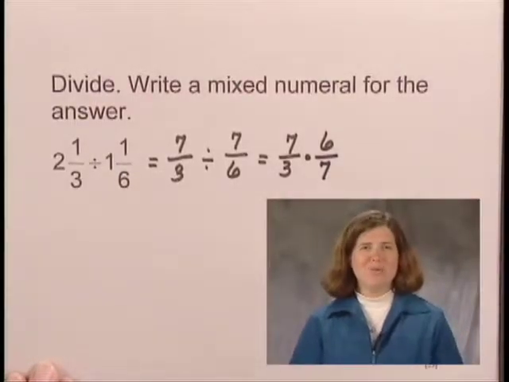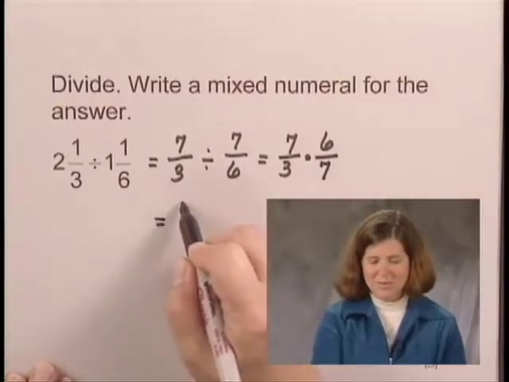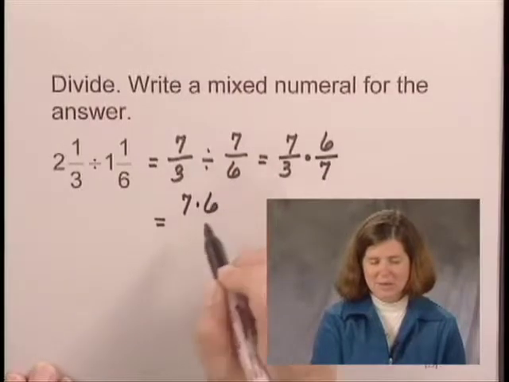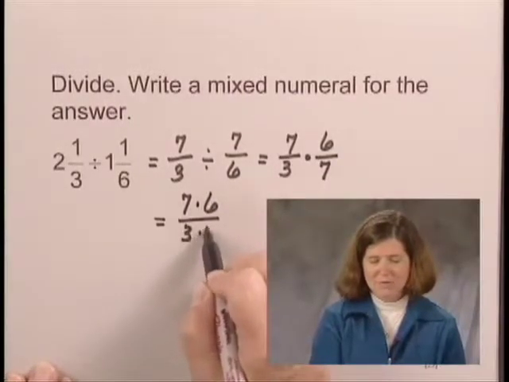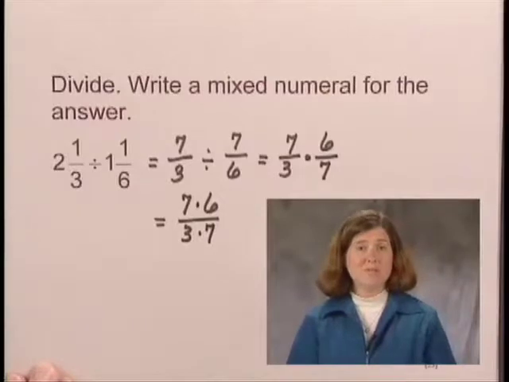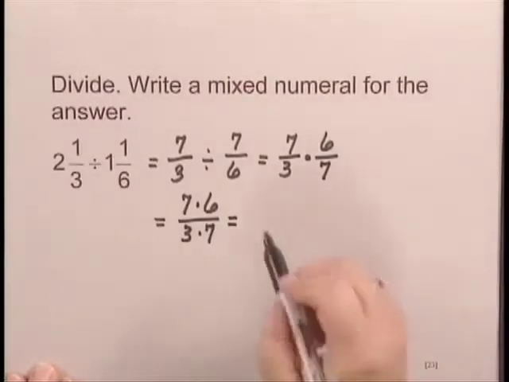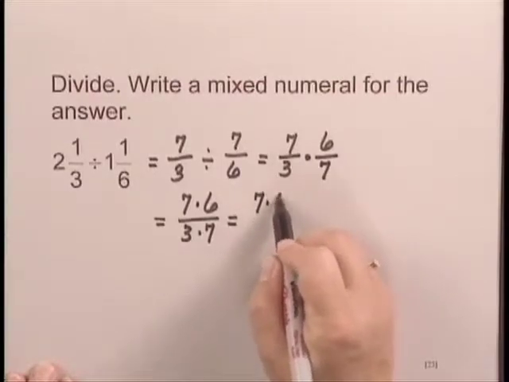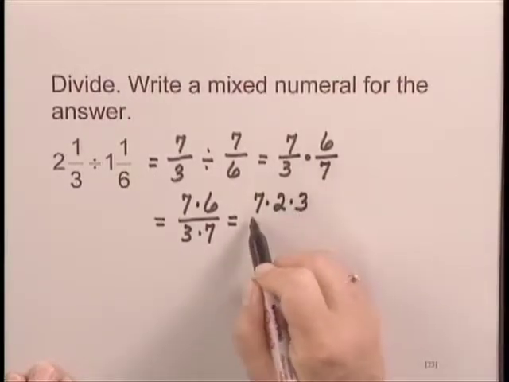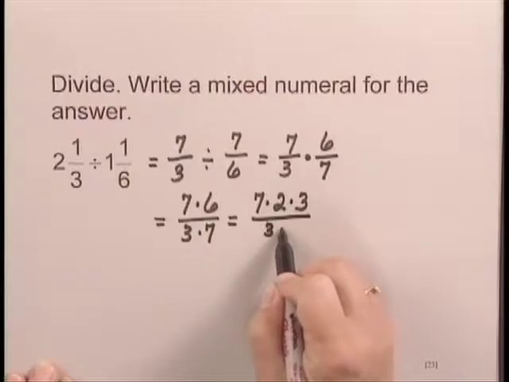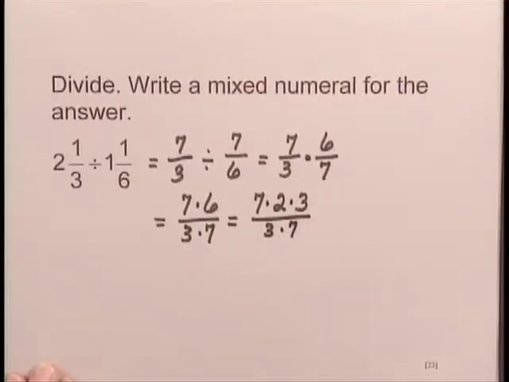Now we can multiply numerators and multiply denominators. We have 7 times 6 over 3 times 7. And we factor to see if we can simplify. 6 can be factored as 2 times 3. So I write 7 times 2 times 3 over 3 times 7.